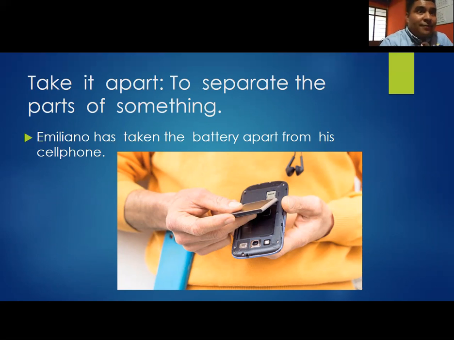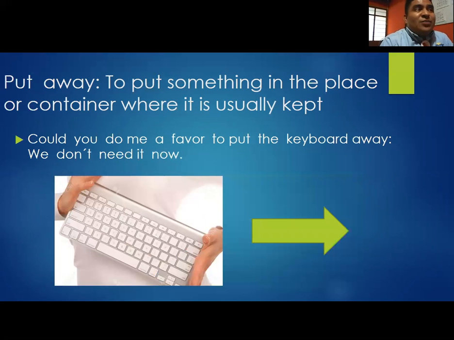Okay, the present perfect. Okay, the other one is put away, to put something in the place or container where it is usually kept. Okay, next, the example is, could you do me a favor and put the keyboard away? We don't need it now. Okay, so in this case, the tense is present. Okay, so you are going to use the phrasal verb in the same way that you see it.